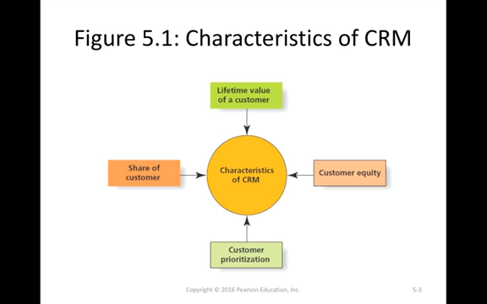The characteristics of the CRM, these are the four main things that you can get from using CRM: the share of customers, lifetime value of customers, customer equity, and customer prioritization. So let's start with the share of customers first. For this one, customers have a limited amount of money, right? So when they buy something, you want them to buy that product from you. They have so many different options that they can choose from, but of course, you want them to stick with you, right? Having a good relationship will make consumers feel like, okay, they want to stick with you, they want to buy products from you.